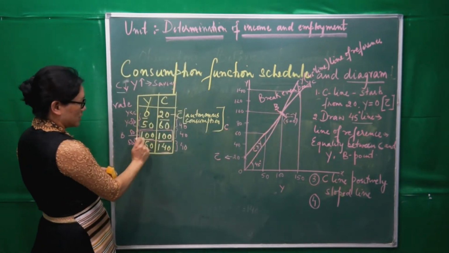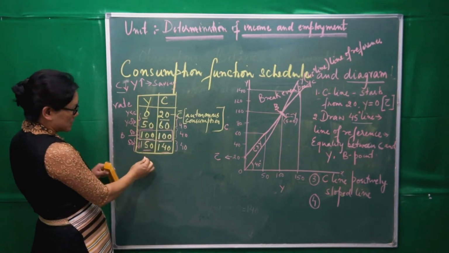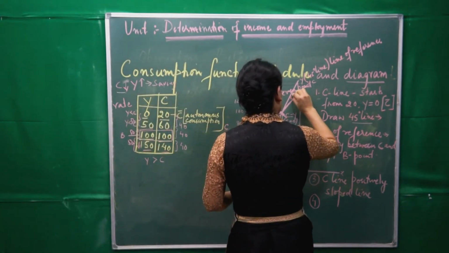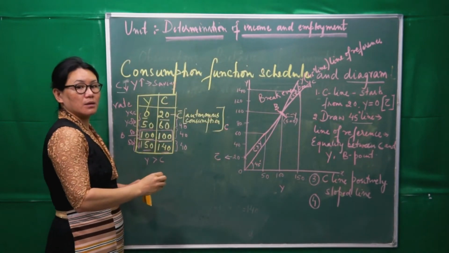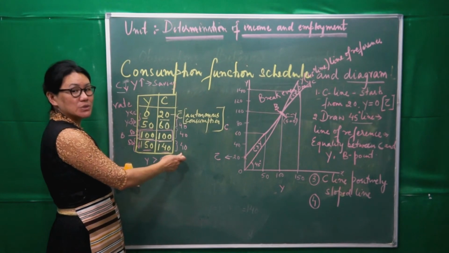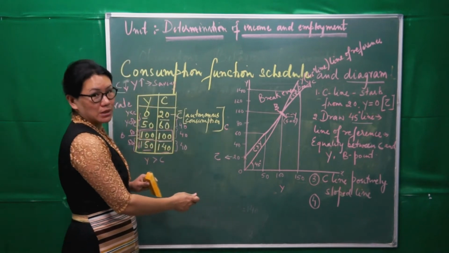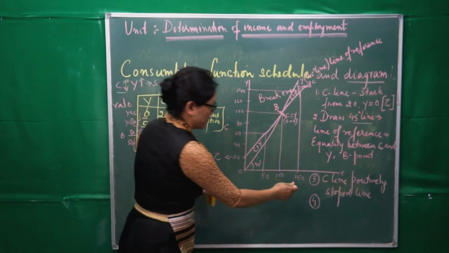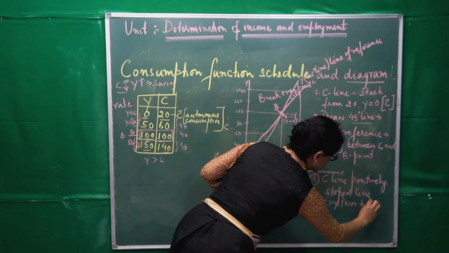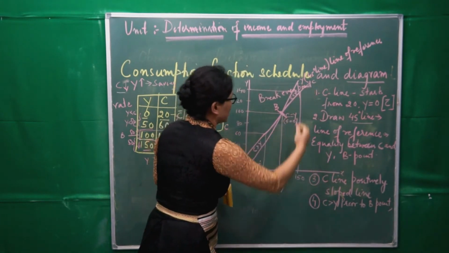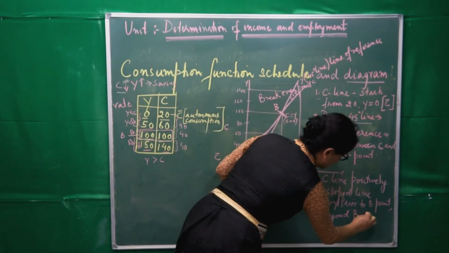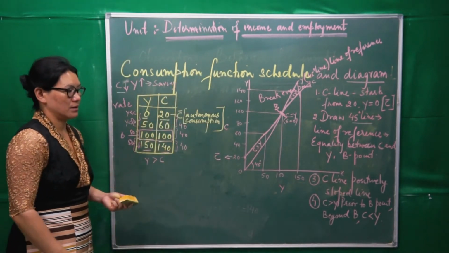Beyond this, means after this point, the break-even point, what is happening here? Now, we can say Y is greater than C, or C is lesser than Y. Because I said, what is happening here? When income is increasing, the entire increase in income is not converted into consumption. What will the people do? They will start saving. Alright? Okay. So, we can say C is greater than Y prior to B point. Then, beyond B point, C will be lesser than Y. Clear? Okay.